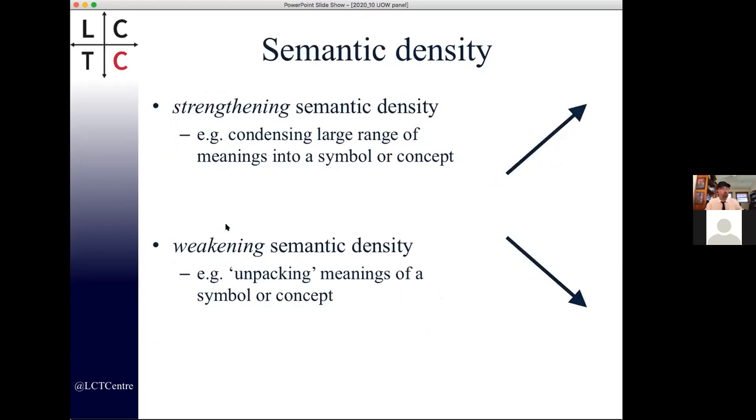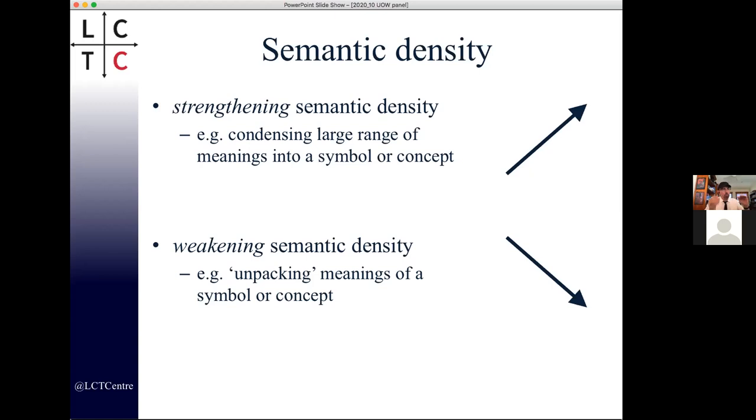So again, we can also talk about strengthening, taking a range of meanings, packing them into a term or a concept or a symbol or even a gesture. For example, in history, taking places and periods and customs and so on, and packaging all that up into something like the Middle Ages or the Renaissance. Or in biology, taking cells and proteins and pigments and so on, and putting those together into a constellation describing the process of photosynthesis.